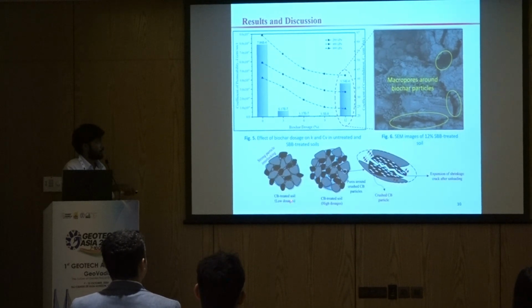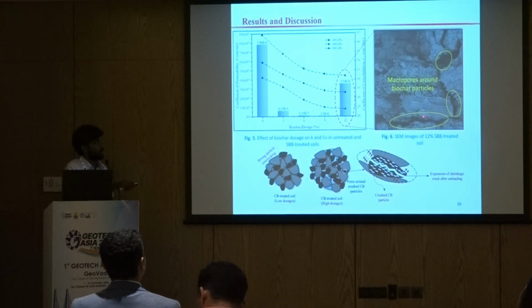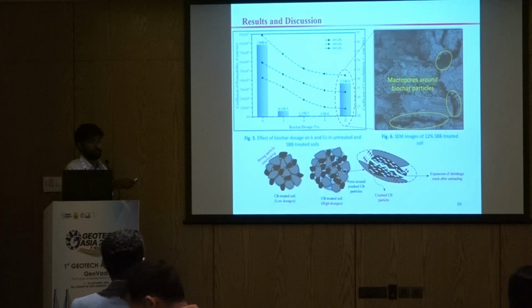So this mechanism figure shows you, at lower dosages, more voids were occupied by the biochar particles. But at high dosages, increased biochar particles created more voids. Thereafter, in a dried condition, cracks were formed, which are evident in the SEM images. Due to this, the permeability was increased.